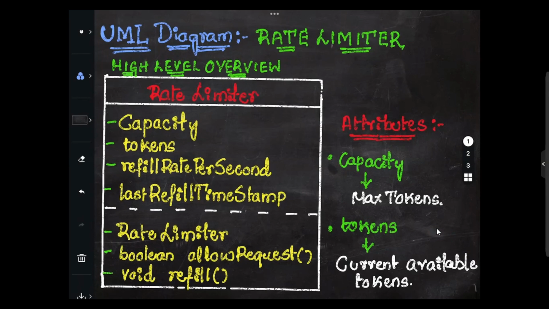For the rate limiter, as we have already discussed the question, it should have a certain capacity. Capacity means the max tokens that it can hold, the max tokens allowed in the bucket. I have clearly mentioned the attributes here. You can see capacity, which will be of type int.